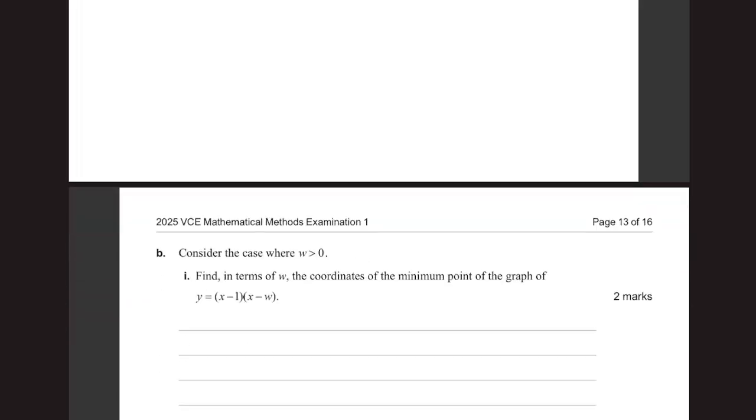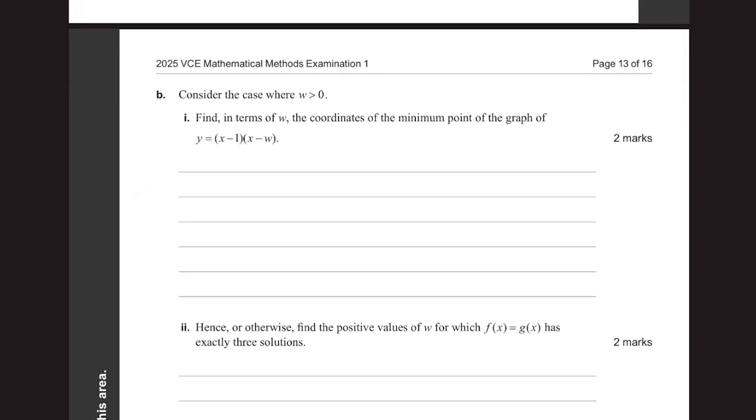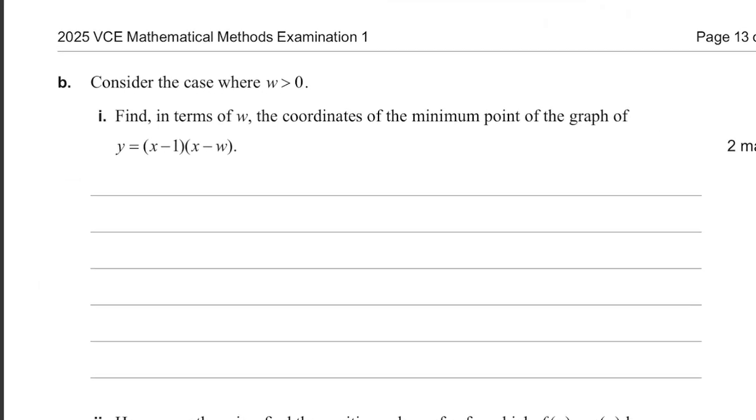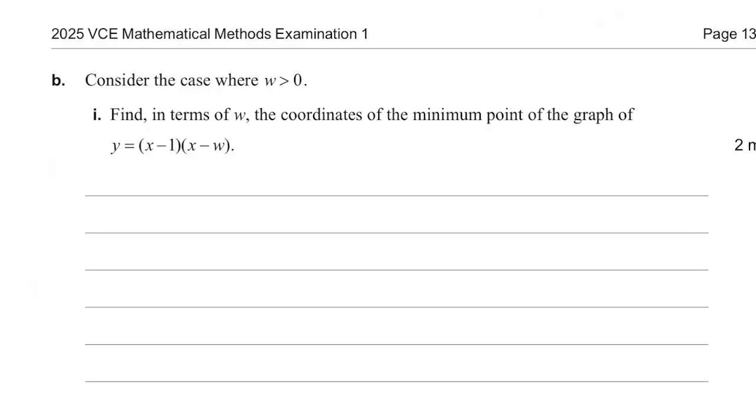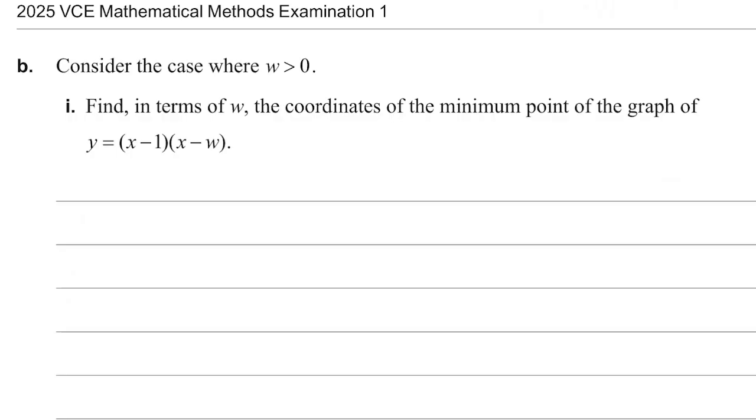Cool. Next, consider the case where w is bigger than 0. Find in terms of w the coordinates at the minimum point of this graph. So the minimum of this graph here is going to be just negative b on 2a. That's one way of looking at it. It's also just going to be halfway in between the x-intercepts. And so we know the x-intercepts are at 1 and w. So we can then say that x is going to be 1 plus w on 2. That's really it. You can expand it out and do negative b on 2a, but I presume you get the same answer from that. From there, we can sub the x value in to get the y values.